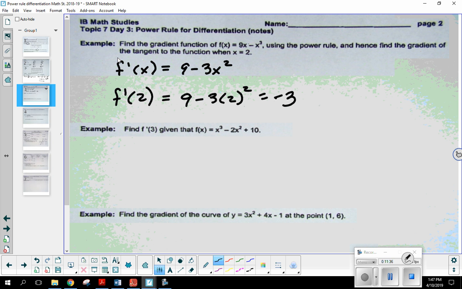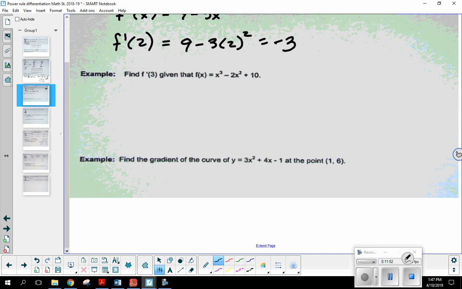Okay. Let's try the next one. Find f prime of 3, given that f of x equals x cubed minus 2x squared plus 10. Now, do you want to work this one together as well, or would you like to try one on your own? Why don't we do it on our own? Okay, let's do that. Give you a minute or so.